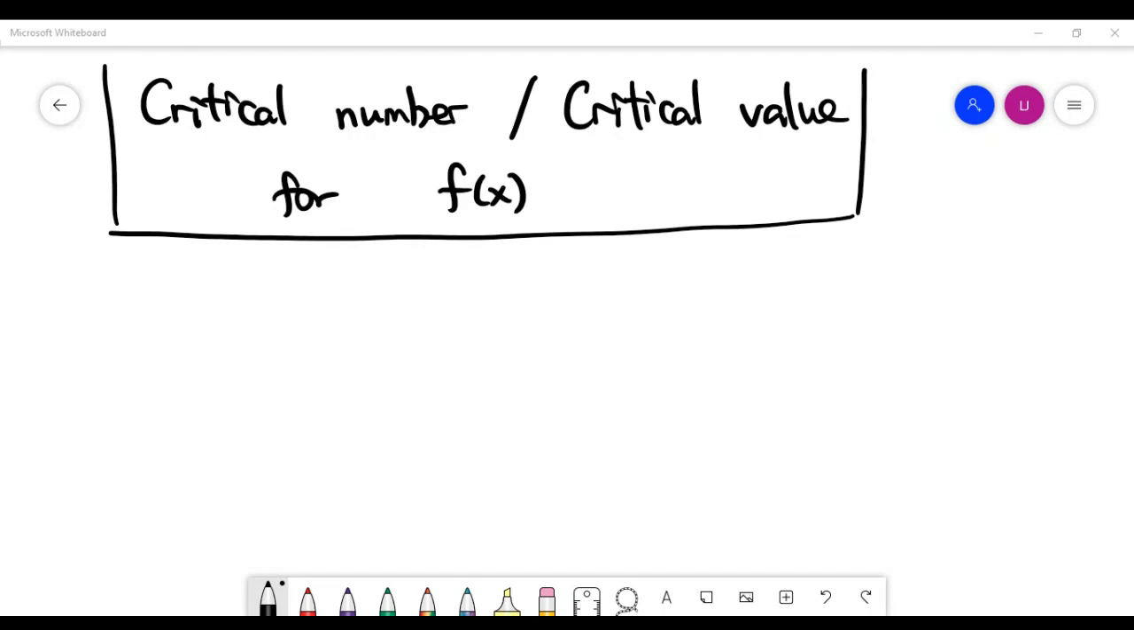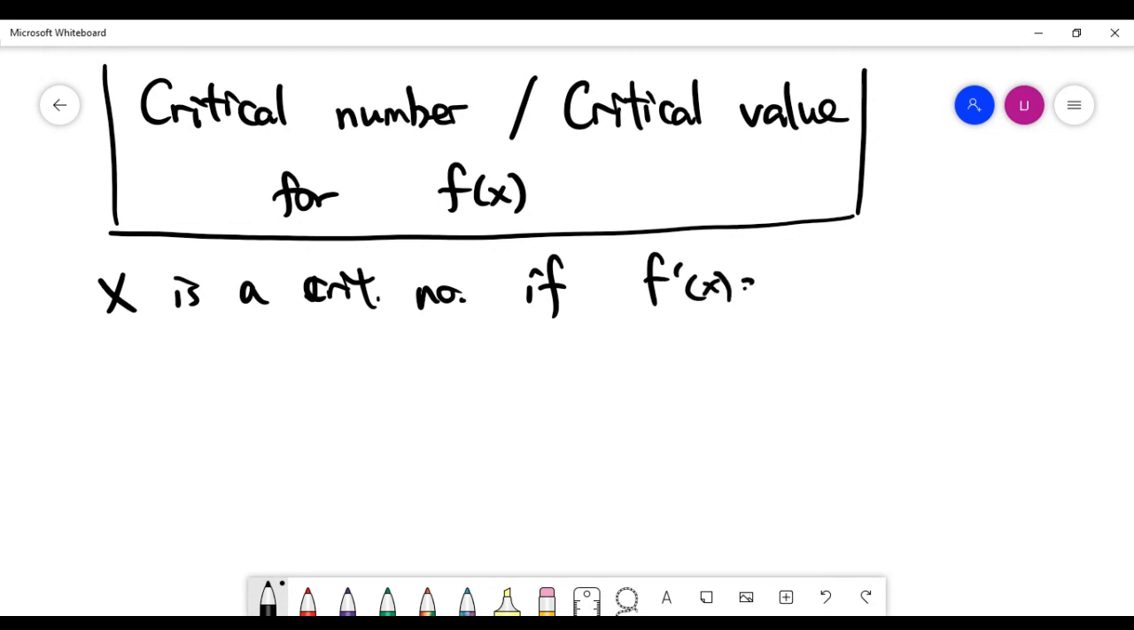So in this video, we'll look at the meaning of critical numbers and critical value for any given function f of x. Let me write down the definition here. x is a critical number if f prime of x equals 0 or f prime of x is undefined. That's basically the definition of critical numbers.